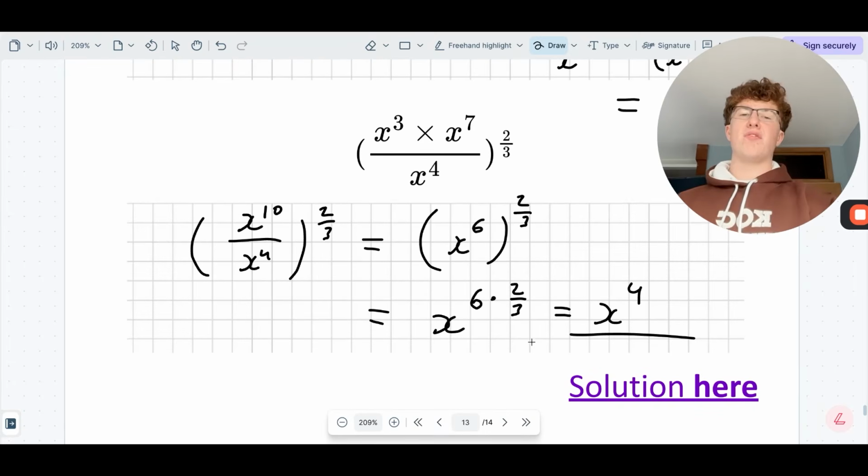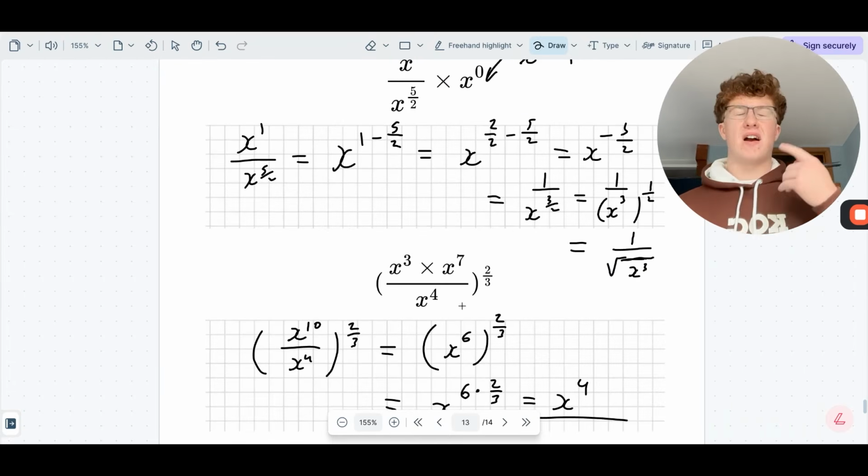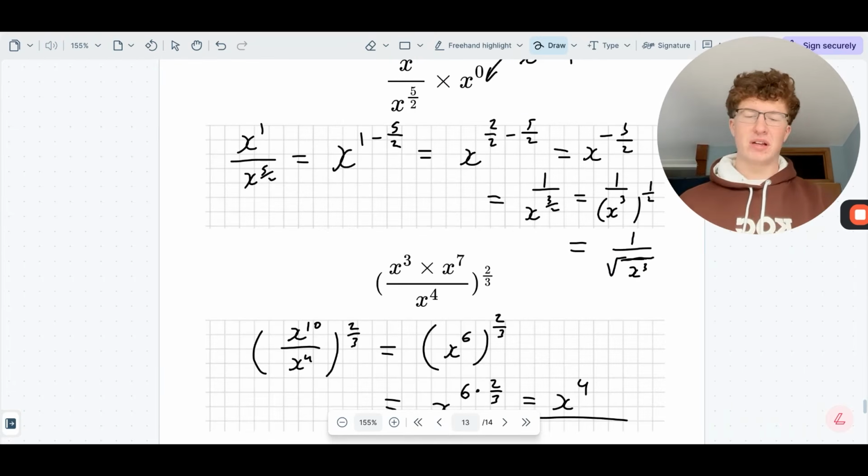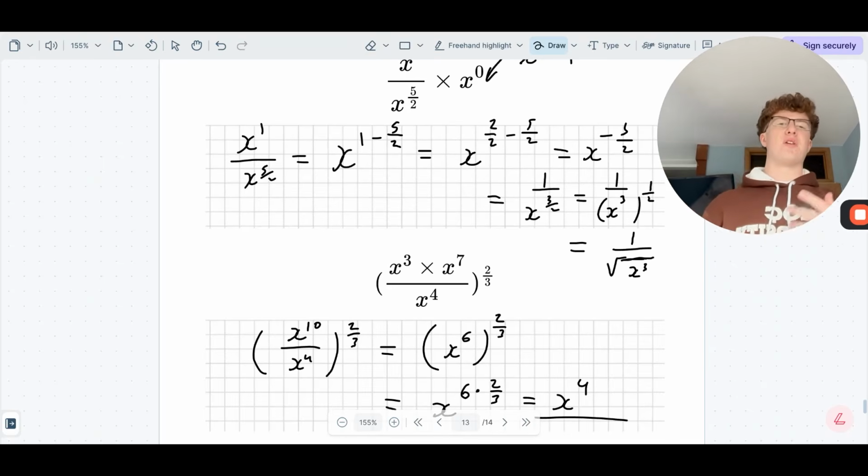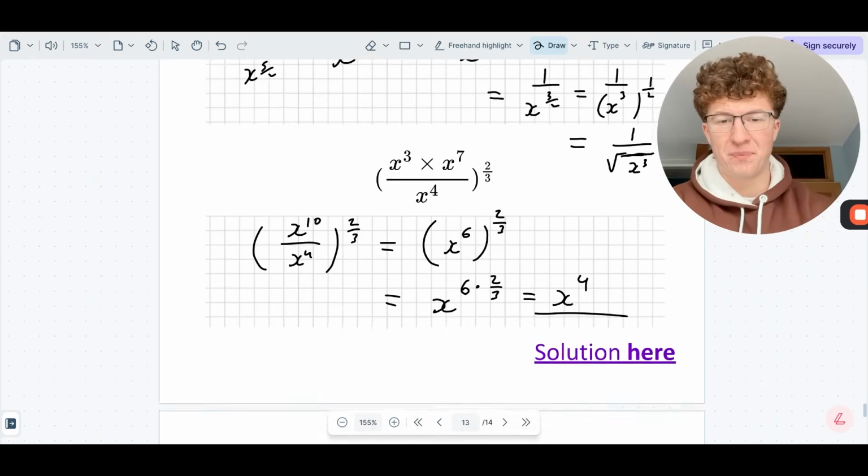Again, there's a lot of rules for indices, but you need to get comfortable with them because they're absolutely going to come up on your Leaving Cert. And once you get comfortable with them, they're actually not that bad.